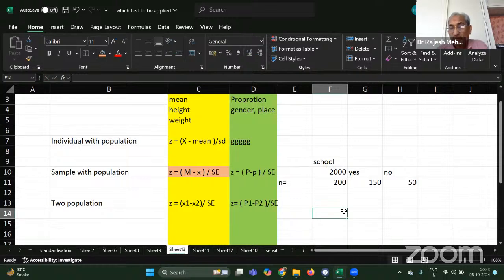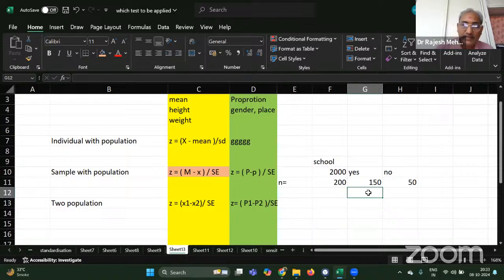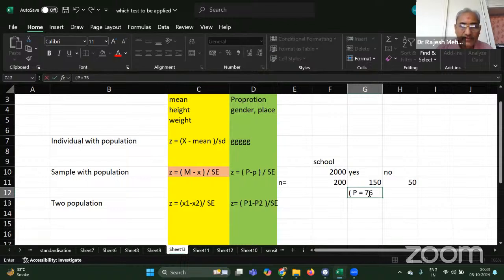The question is, based on this, we need to find out: 150 means 75%, we call it P, 75% suffered, and Q means 100 minus P. So Q is equal to 100 minus P, that is 25%. Now remember, we are not using absolute values in this case. We are using the percentage in the case of proportion.